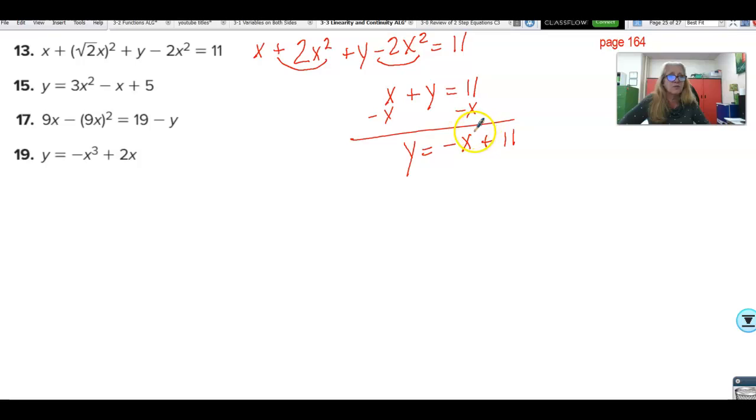X and y are both to the positive 1 power. The second power dropped out. Okay? So that is linear.